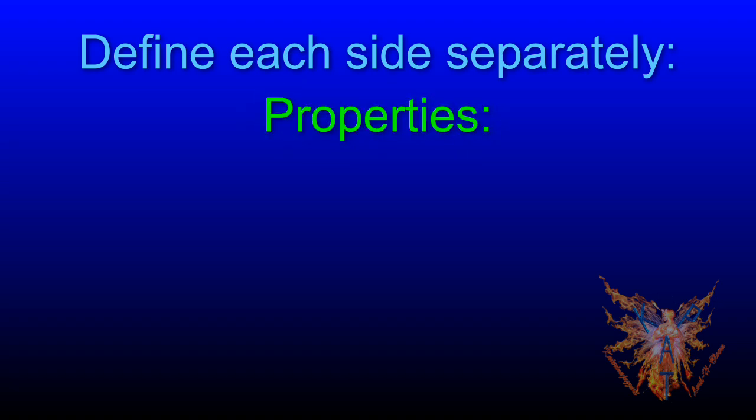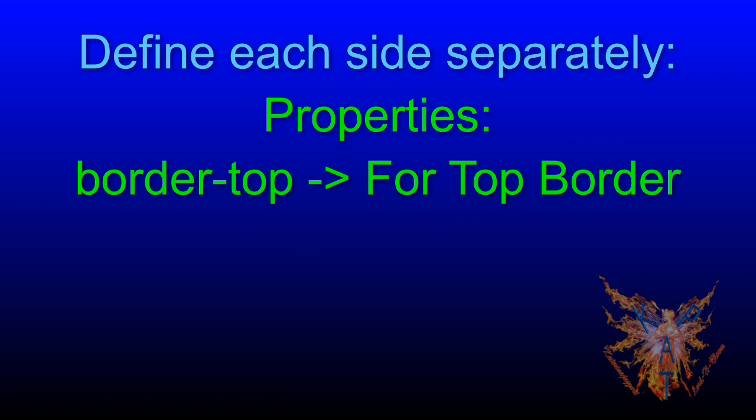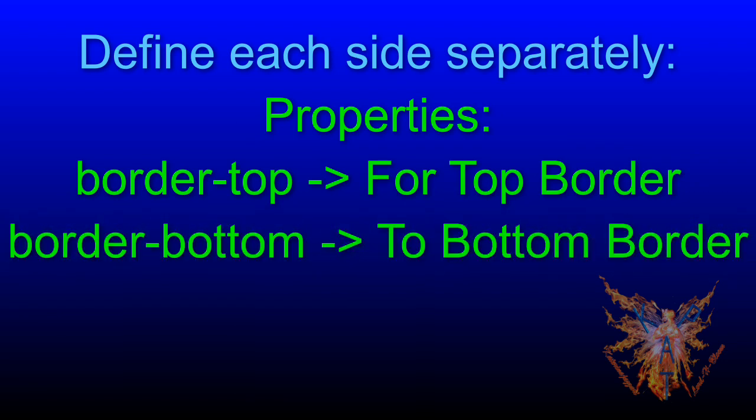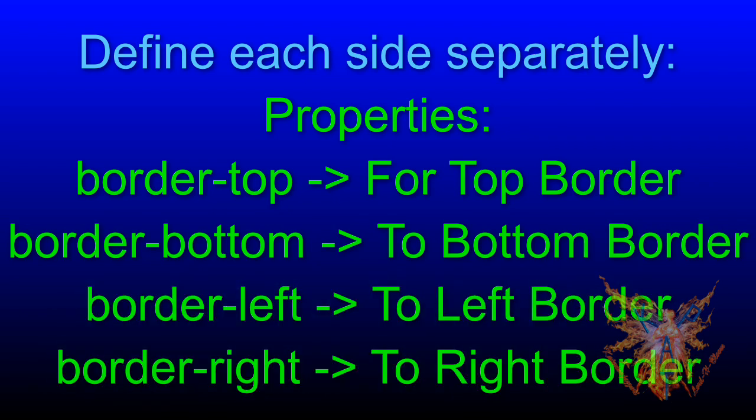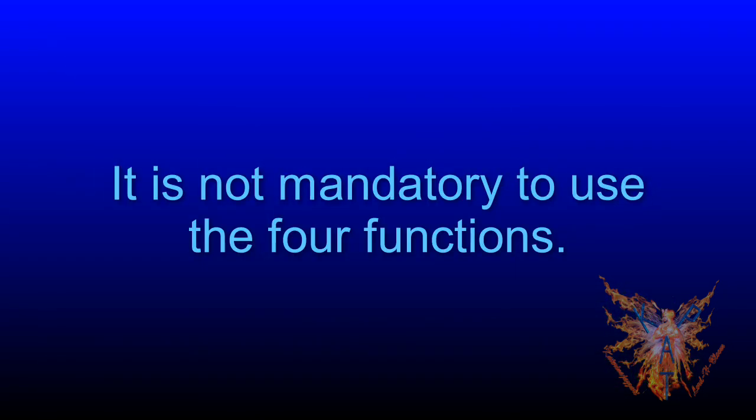To do this, we can use the properties border-top, to define only the top border. Border-bottom, for the bottom one. Border-left, for the one on the left. And border-right for the right one. You are not obliged to use all the functions, only those declared will be effective, and therefore, you can, for example, put only a border below, in dotted lines, which would give the effect of a separation of text.